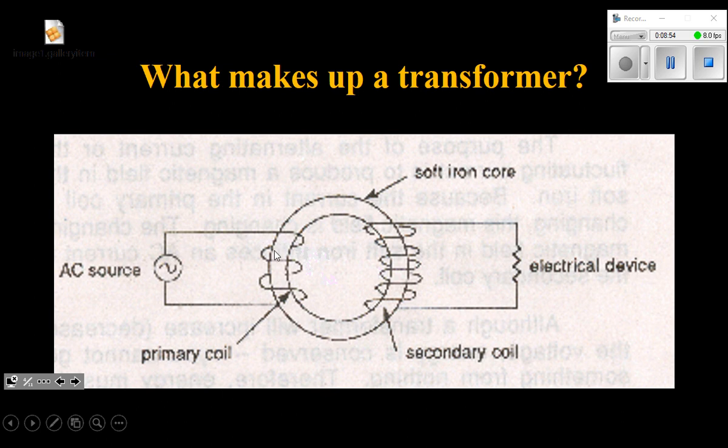So what type of transformer is this? We can count them: 1 turn or 1 wrap, 2, 3 in the primary. In the secondary, 1, 2, 3, 4, 5. Maybe you've got a 6th in there. More in the secondary, which means the wraps go up, the voltage goes up, the current goes down. It's a step-up transformer.